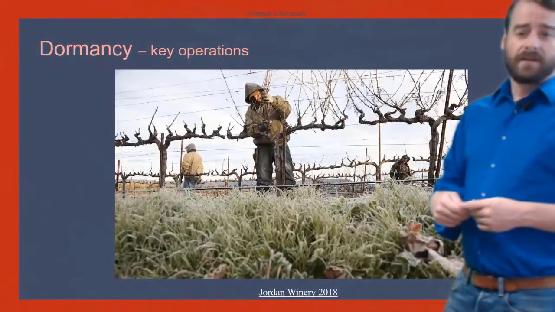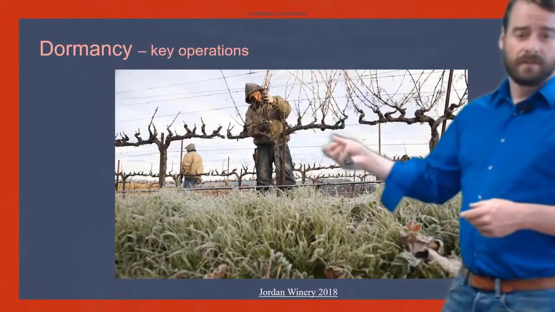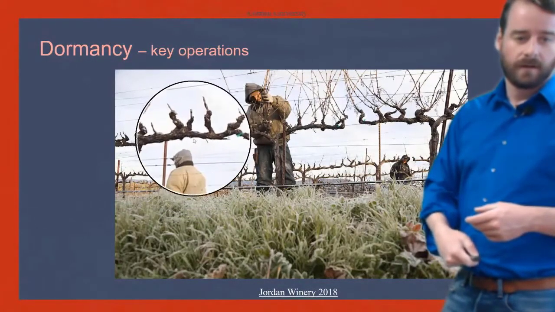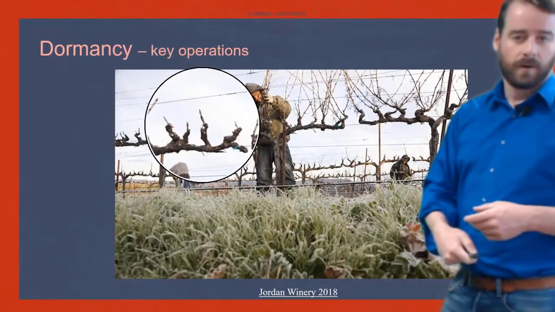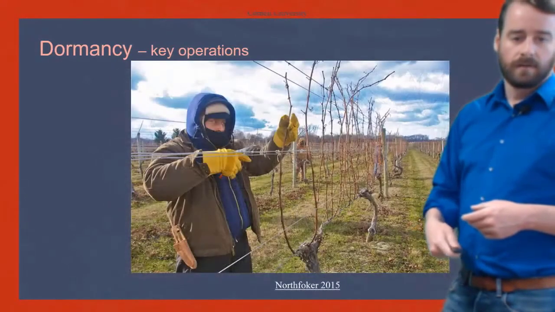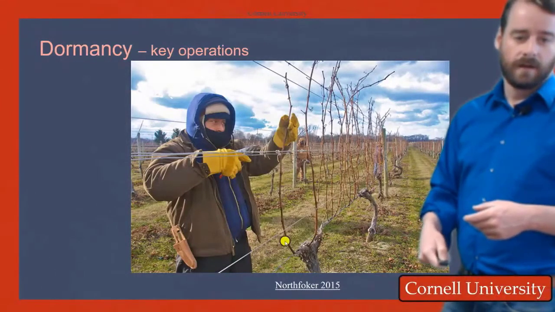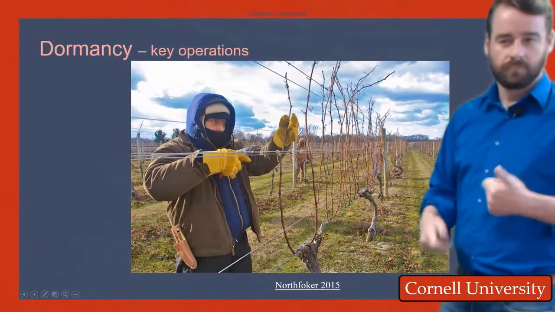Key operations happening during dormancy, of course, pruning. This is spur pruning. We've talked about spurs. You can see the spurs right there. That's a cordon, and then spurs. This is, of course, cane pruning. So he's cutting these canes down to size, and those are going to be laid down on the wire. Okay.